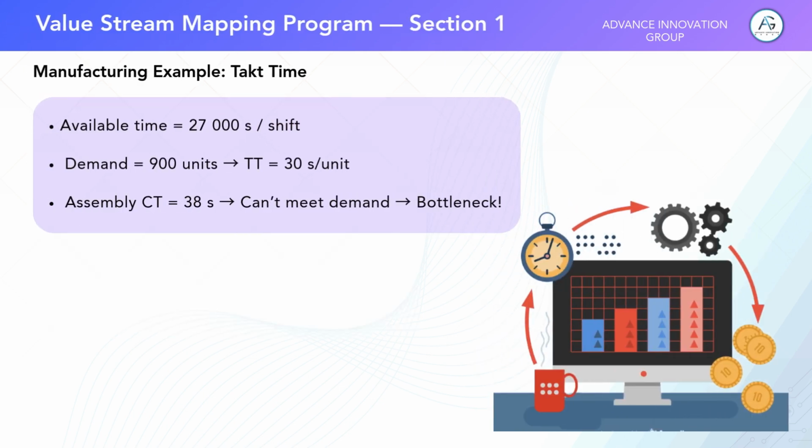This example explains how Takt time helps identify bottlenecks. If a shift has 27,000 seconds available and customer demand is 900 units, the Takt time is 30 seconds per unit. But if the assembly process takes 38 seconds per unit, it means the team can't meet the customer demand. That's a bottleneck. So, the Takt time helps us see where the process is slower than the required pace, allowing us to focus improvement efforts there.